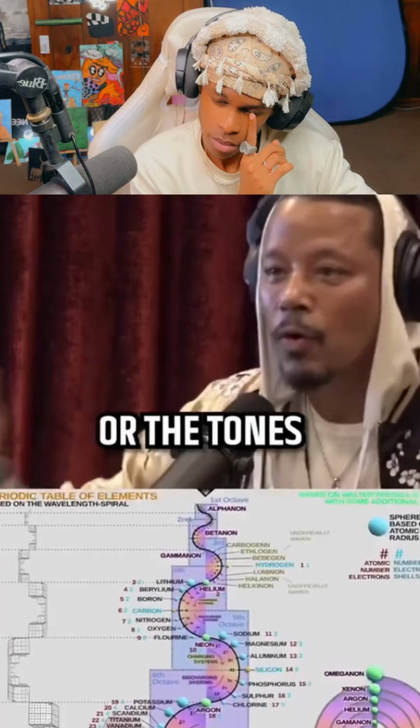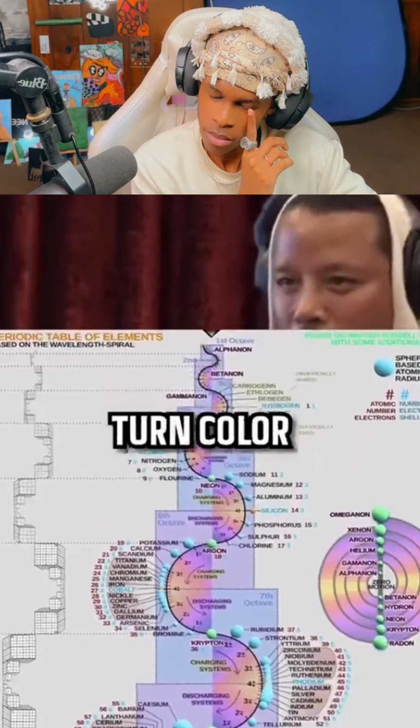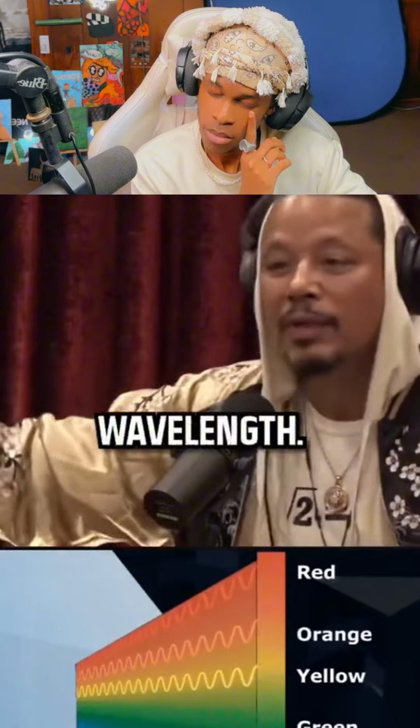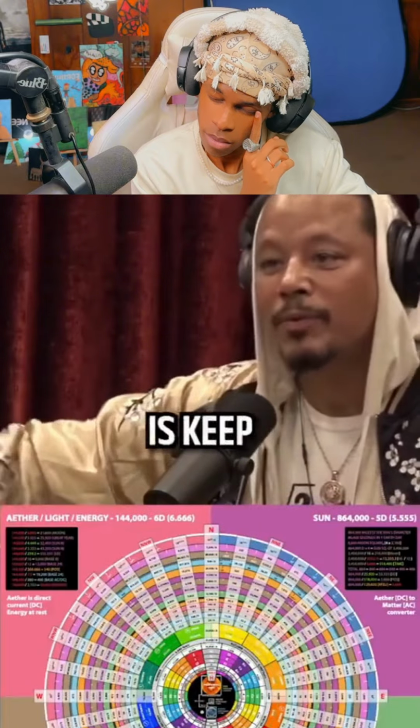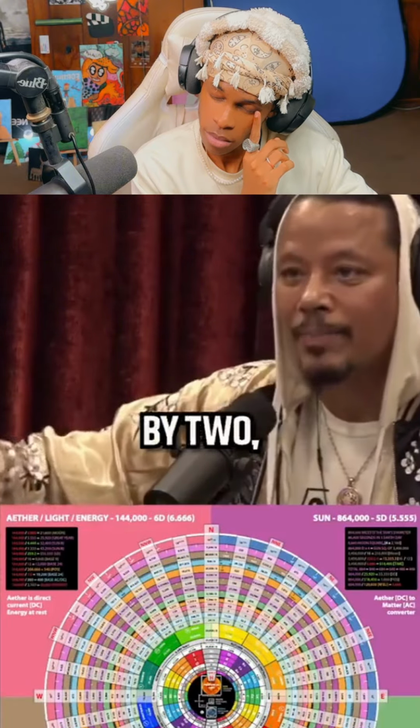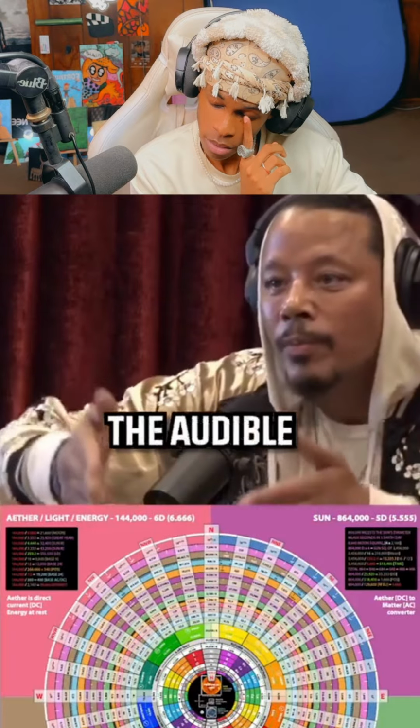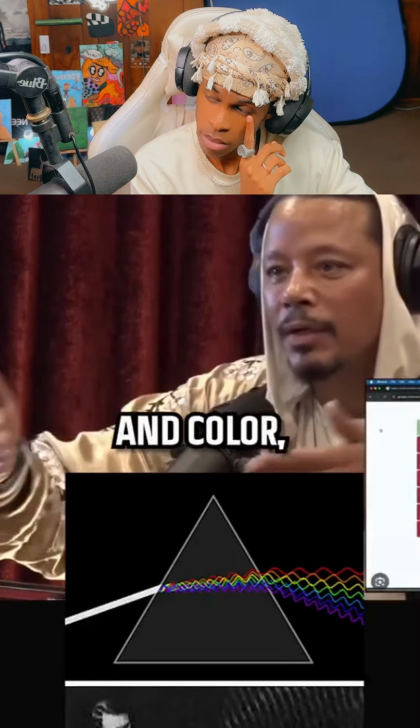Take the angles of incidence or the tones that they create, their color. You can turn color back into sound, because it's the same wavelength, just twice as long or much longer. So all you have to do is keep dividing light by 2, and you'll ultimately get back to the audible sound of it, because there is a relationship between light and color, sound and tone, matter and shape.